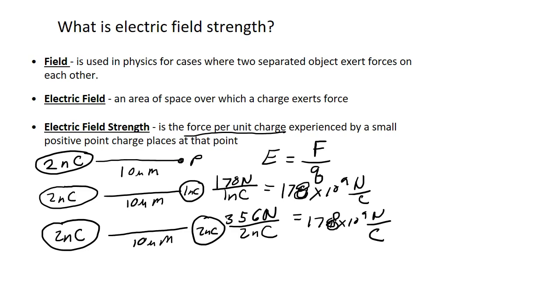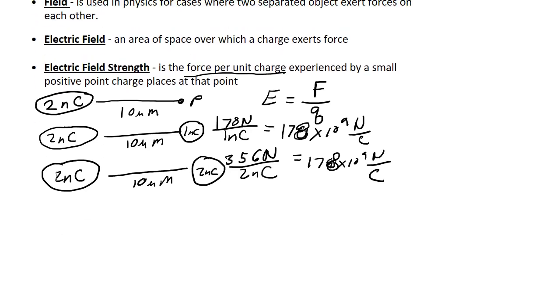So now that we can calculate the electric field strength based on knowing the amount of force an object at that point P is experiencing, we can derive a separate equation if we just want to know what the electric field strength at that point is, just based on knowing the charge that's generating that electric field. So let's make ourselves some room.